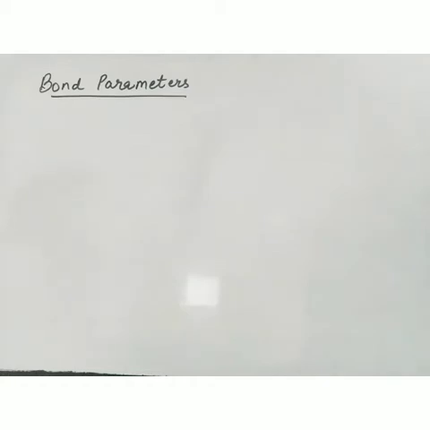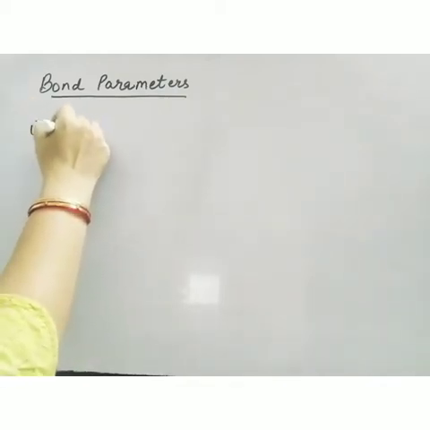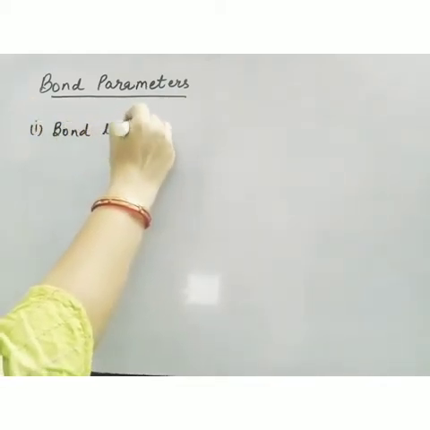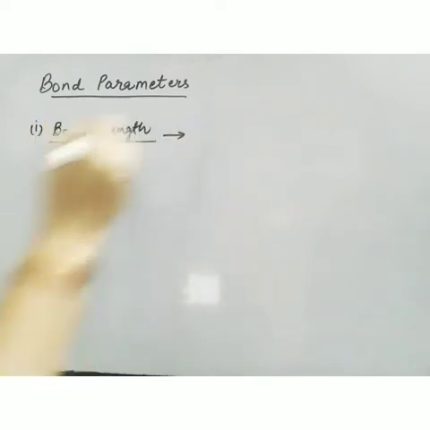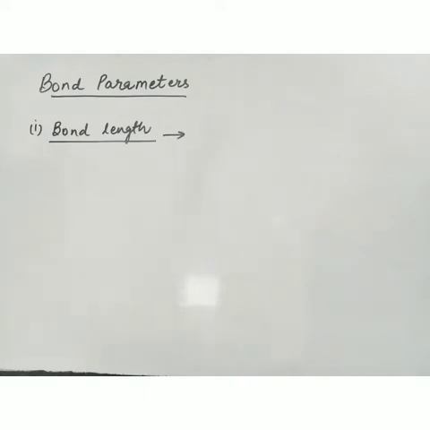Covalent bonds are characterized by several parameters that we have to discuss. And what are these parameters? So first is bond length. Bond length means length of a bond. What is a bond? Bond is a force of attraction. So how to define bond length, or how to find out the bond length?